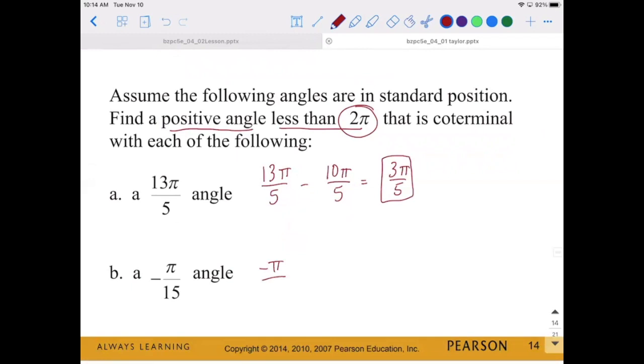Now we've got negative pi over 15. This time I'm going to be adding 2 pi. Instead of writing it as 2 pi, I want to make it over 15. So I'm going to put 30 pi over 15. So we get 29 pi over 15 is our answer.